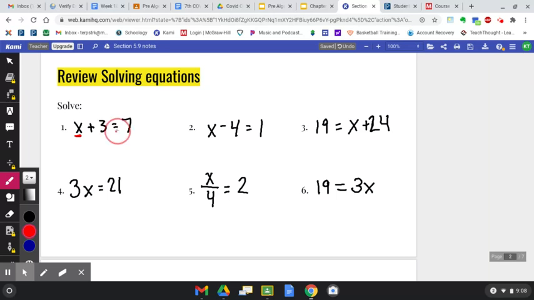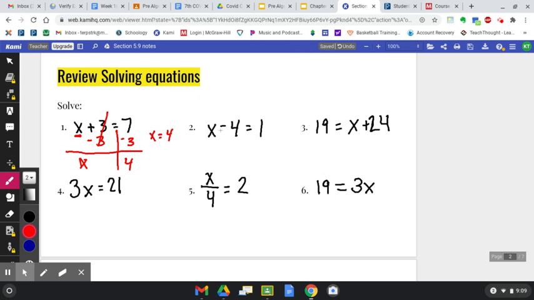But in more difficult problems, especially when we get into rationals, remember we use inverse or opposite operations. So if this is my variable, this is adding 3. So I want to subtract 3 from both sides. Here, I'm left with x. 3 minus 3 cancels. 7 minus 3 is 4. So in this one, x would equal 4.